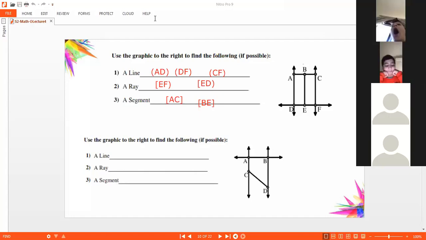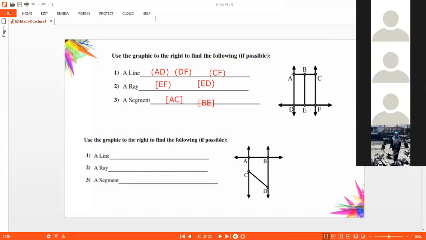Okay, let us start with Amir. Yalla, Amir, give me a line. DB. Yes, DB is a line. Very good. D, B is a line, and it's open on D and open on B, because on both ways we have arrows. Bravo.